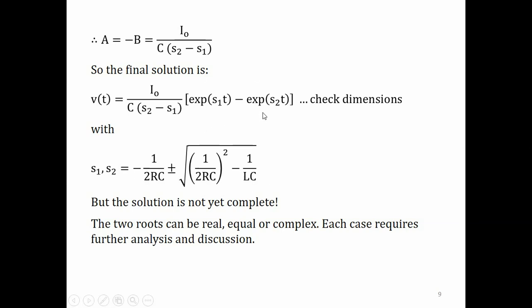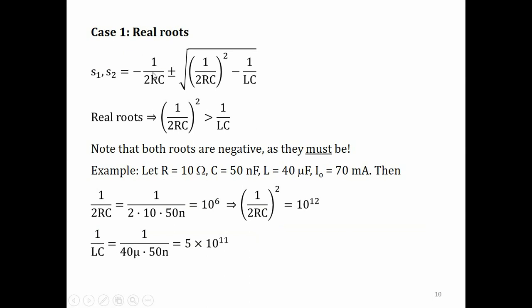So everything is known, but the solution is still not complete. Why is it not complete? Because the roots of these two equations can possibly be real, or they can be equal, or they can be complex depending on the values of R, L and C, right? If this quantity under the square root is negative, we'll get complex roots, and then this needs a special treatment. So let us go through each of these cases. We'll start with the real. So case 1 is if the roots are real, which means that this first term is greater than the second term, then they are real.